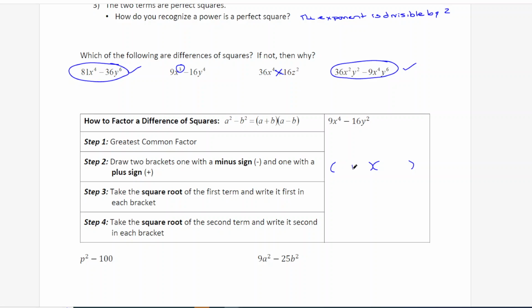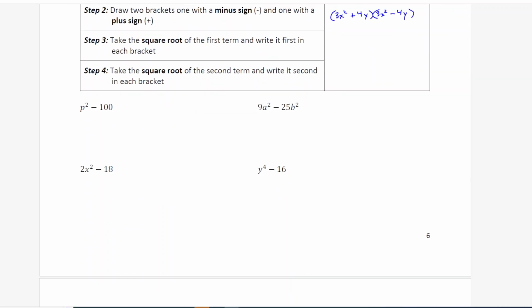Then one of the brackets gets a plus and one of them gets a minus. Doesn't matter which one. Then lastly, take the square root of the first term and write it first. And then take the square root of the last term and write it second. That is it. That is the only way to factor a difference of squares. So let's look at these 4 examples.